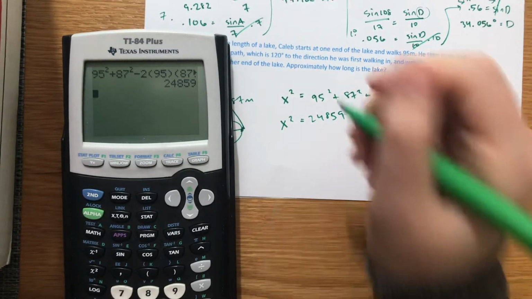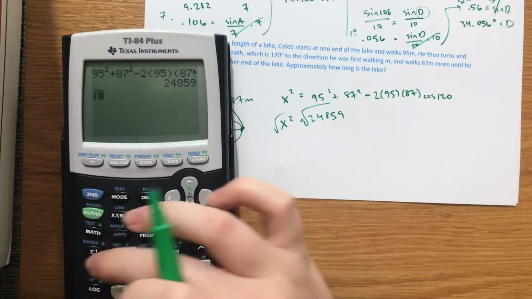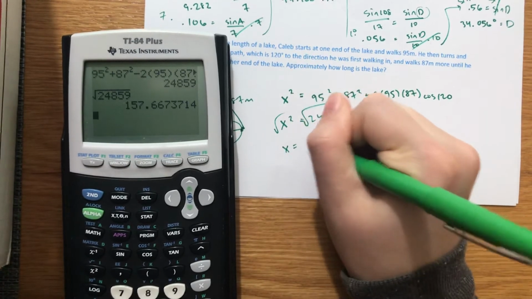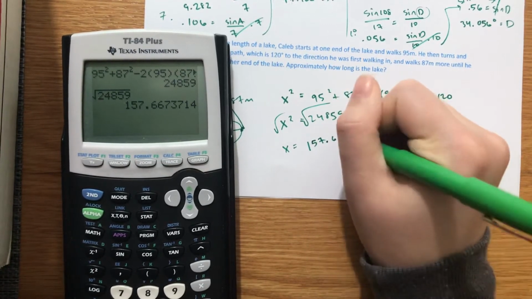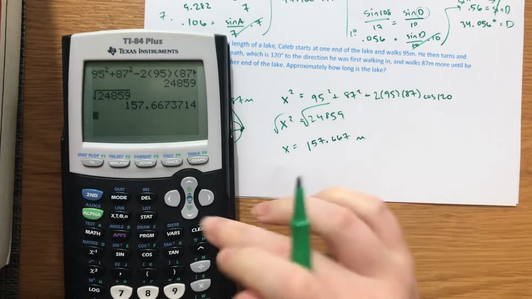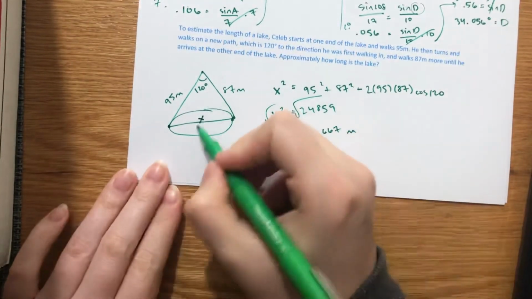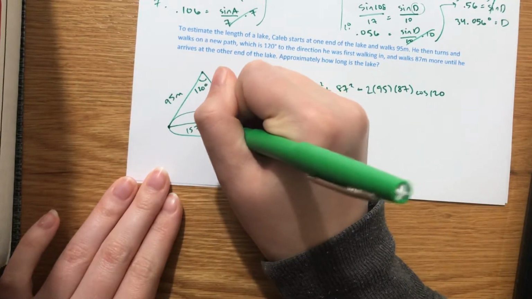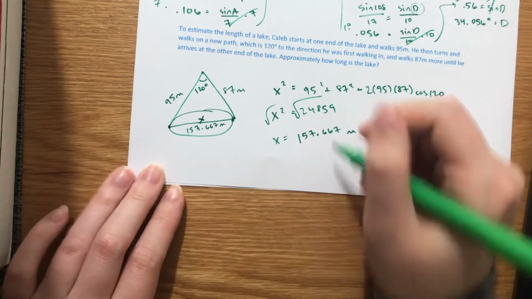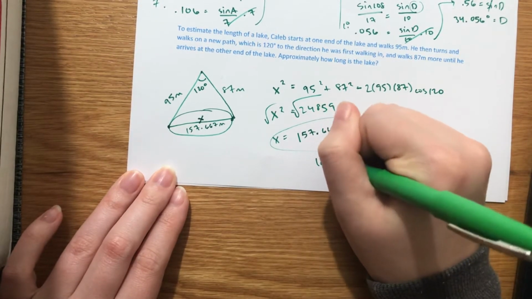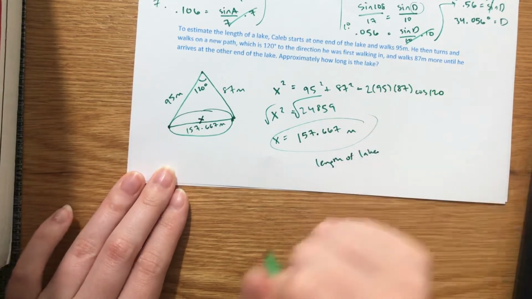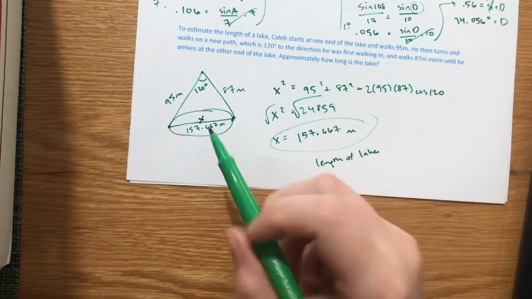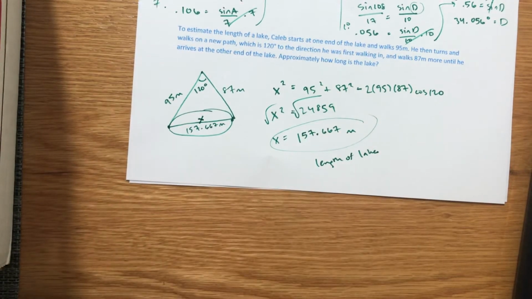And then our last step, square root both sides. So the square root of 24859 is 157.667 meters. And we're done because that tells us this side length, 157.667 meters. And that's what we wanted to know. So this would be the length of the lake. So if you guys are really interested, you could go to like Lacamas Lake and walk in a triangle to find how wide the lake is.